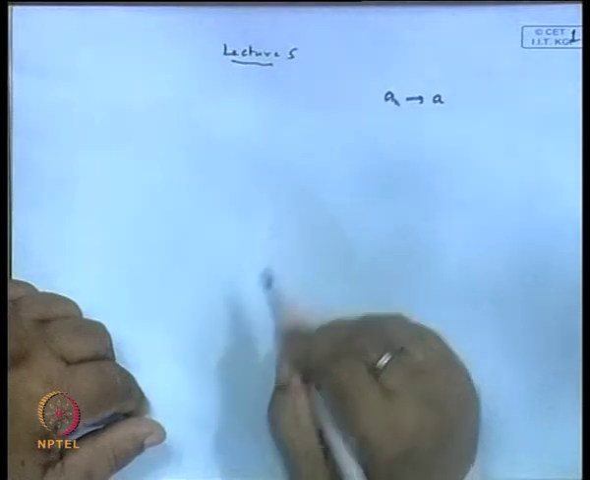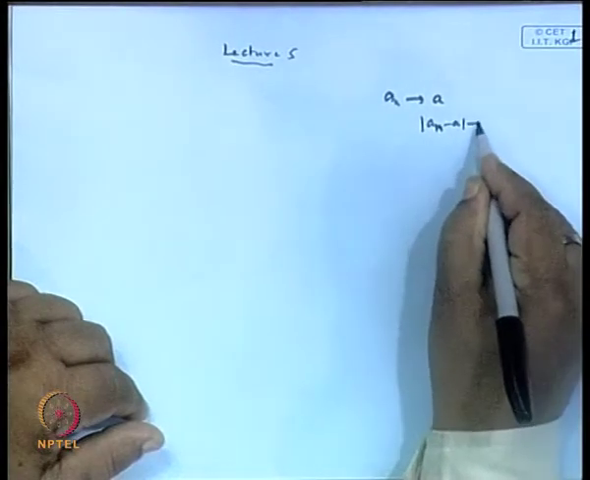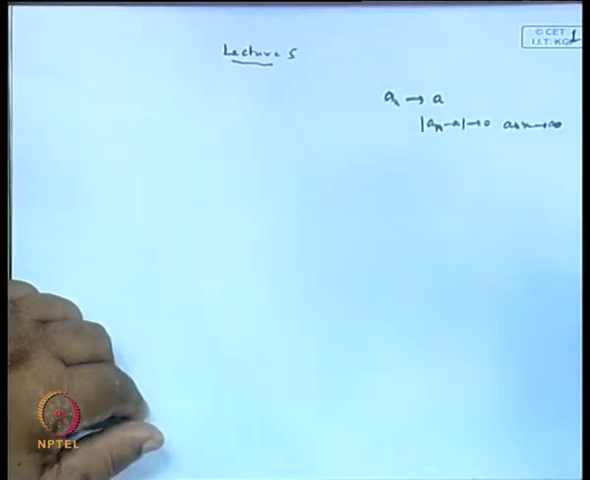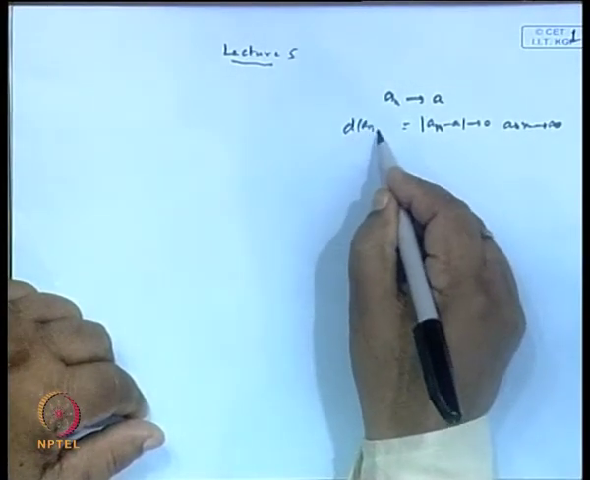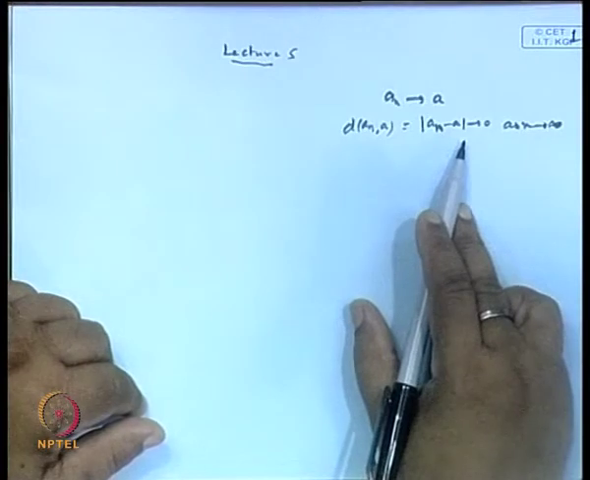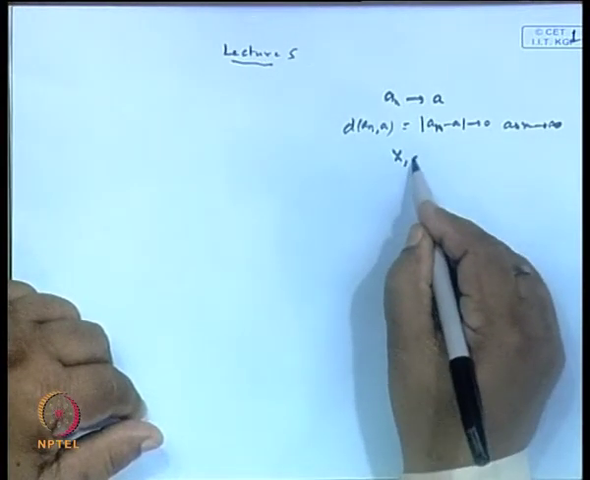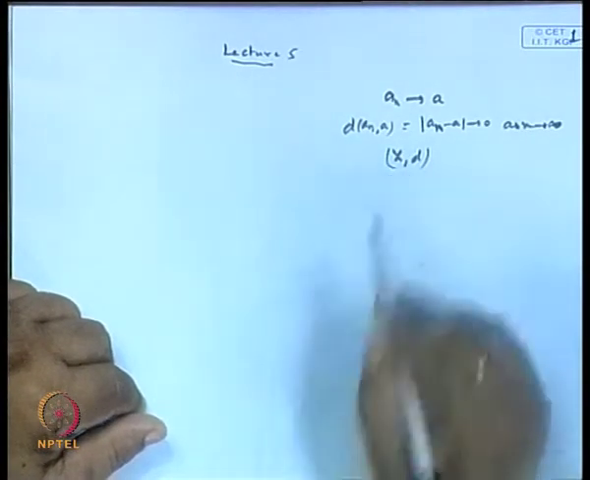defined on it, that is the usual metric, enables us to define the concept of convergence. When we say a sequence of real or complex numbers a n goes to a, it means the difference between a n minus a tends to 0 as n tends to infinity. This difference is nothing but the distance between a n and a, and this concept on the real line we wanted to extend over an arbitrary metric space X, d, where X is the set of points and d is the notion of distance defined on it.